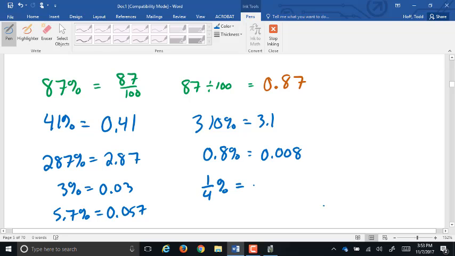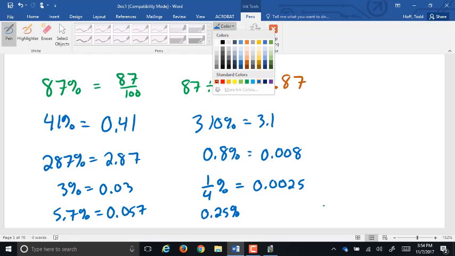Now here's the one I catch people on all the time. 1/4%. What's that going to become as a decimal? Most people want to say 0.25, but that's still a percent, right? There it is. I heard somebody in Richmond say it as well, 0.0025. This is where those benchmarks come in again.